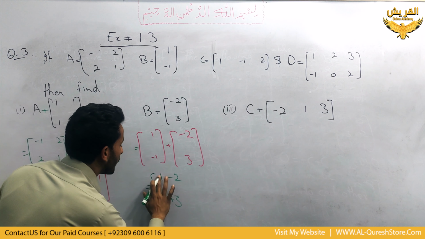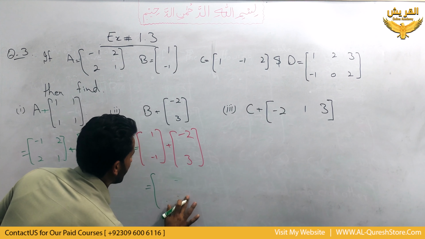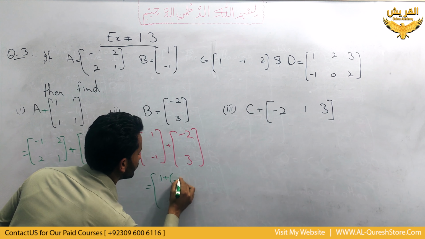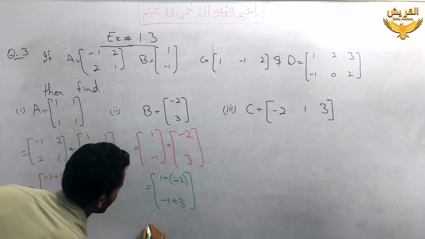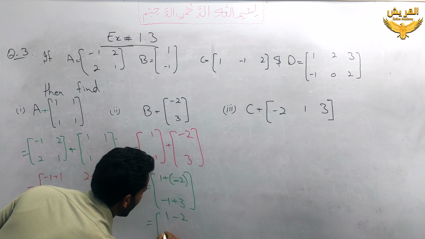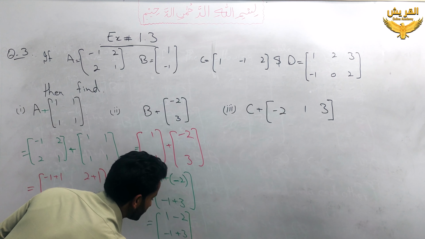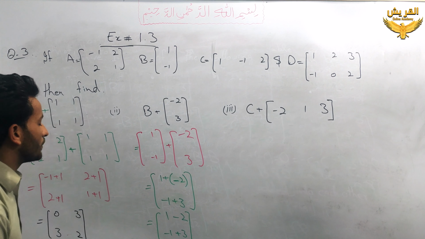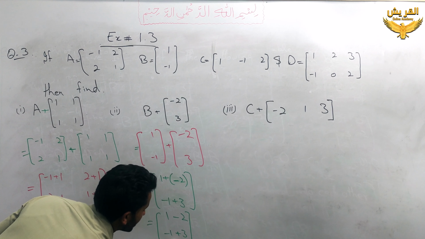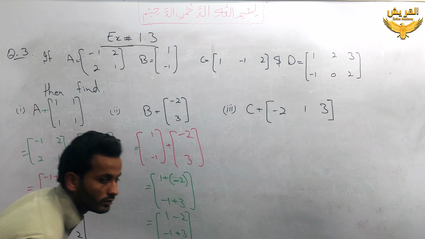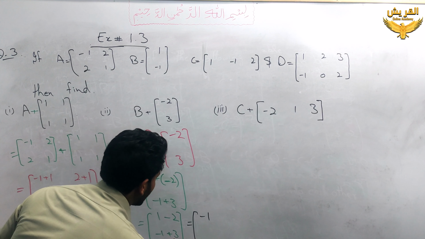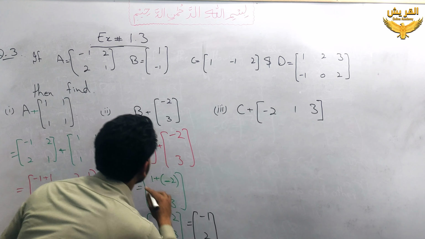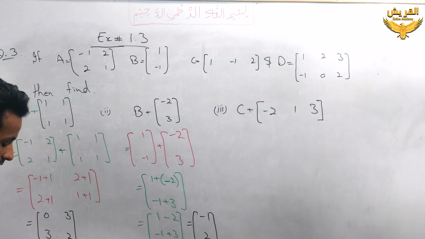We can also write it this way: 1 plus -2 and then -1 plus 3. So it becomes 1 minus 2 and -1 plus 3. The answer of this question becomes 1 minus 2 becomes -1 and -1 plus 3 becomes +2. So it is equal to -1, 2, which is the answer of B plus the -2, 3 matrix.